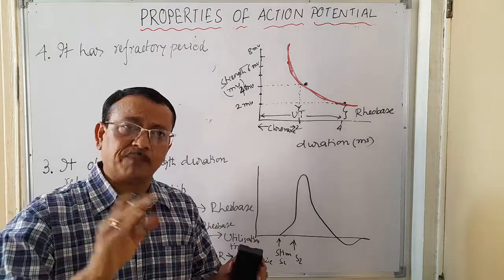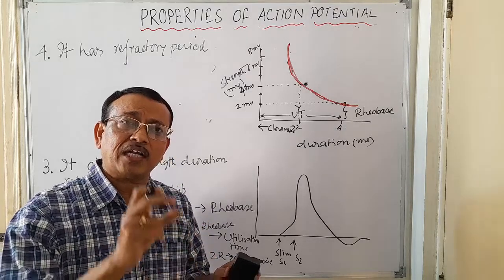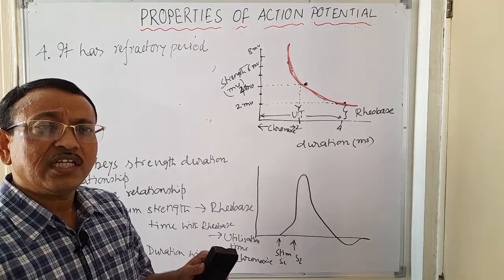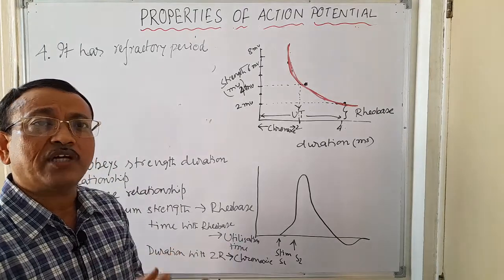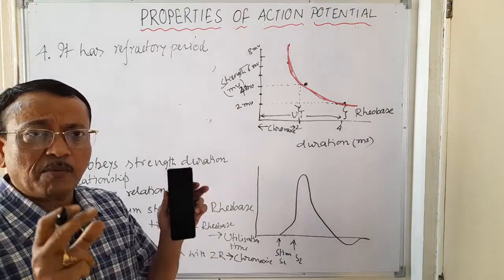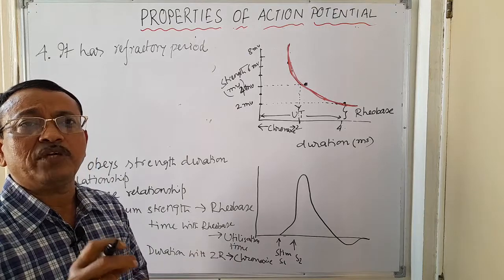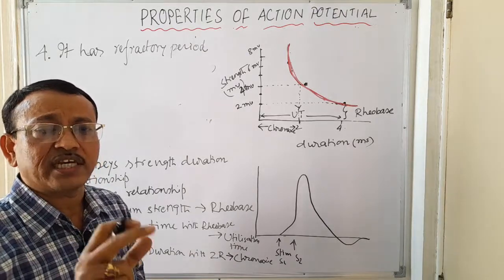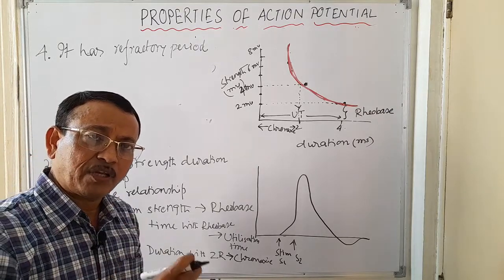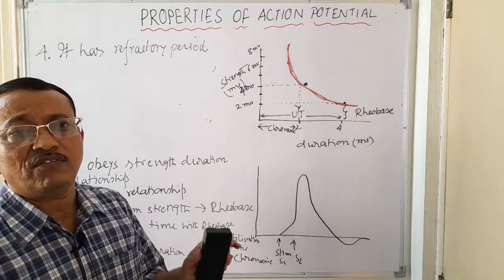After a certain gap, we can generate the action potential again, but there is a minimum period in which the cell membrane will become unresponsive to the second stimulus. If we apply the second stimulus within this particular period, it will remain unresponsive. It will not give any response.